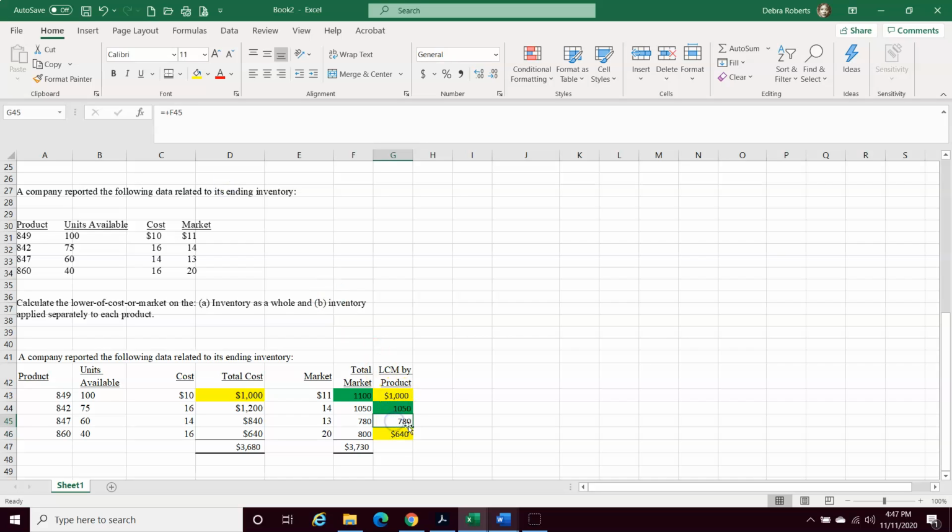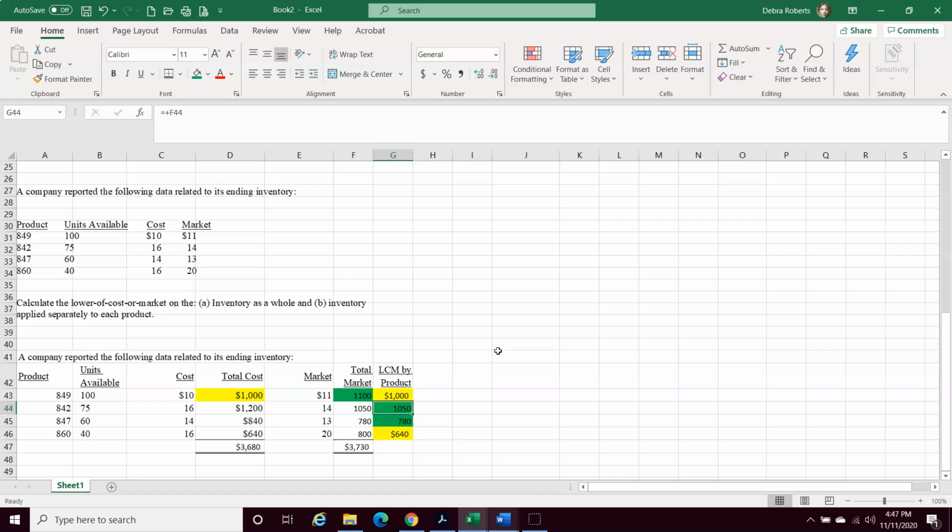And the 780 is going to be the green. Let's make sure. I'm going to look at my numbers again. But again, we're doing the lower of the two. So by product, the lower of the cost or market for our product 849 is going to be the cost.